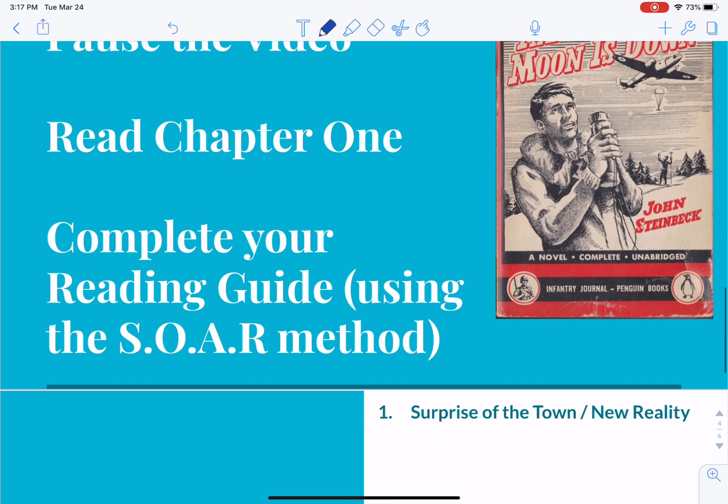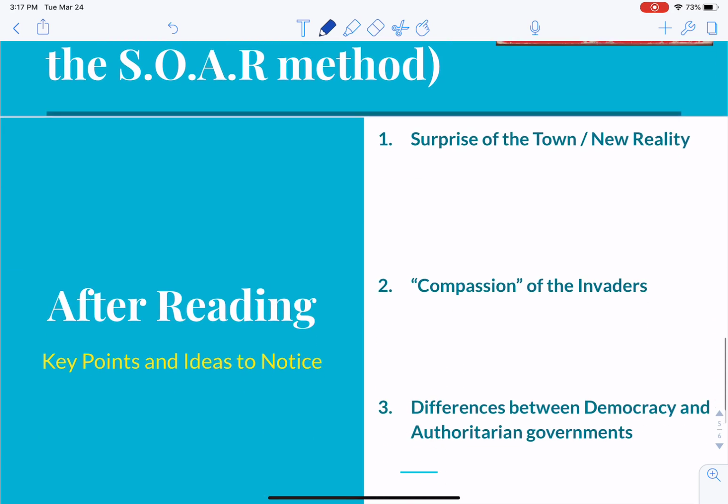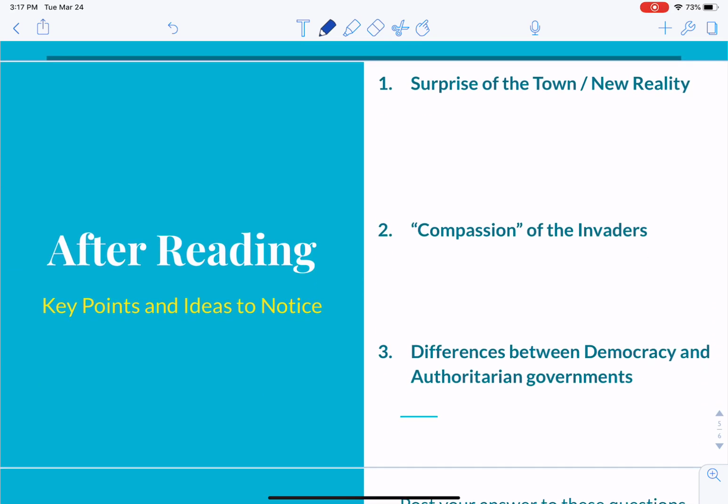Okay, welcome back. Hopefully you enjoyed and understood most of Chapter 1. What I'd like to do in the remaining time we have together today is just summarize and discuss 3 key points that I saw within the first chapter that I want to highlight and draw to your attention. And the 3 points are listed here on the screen.